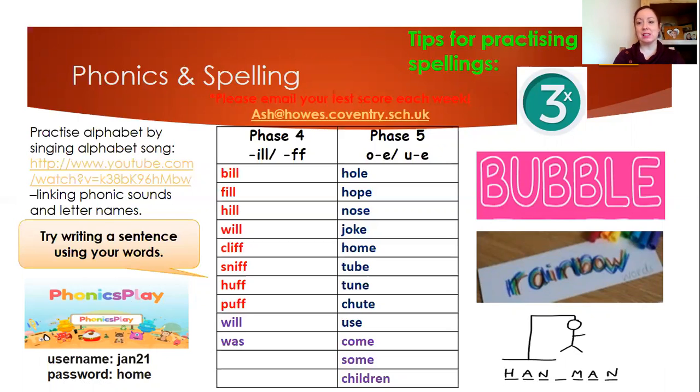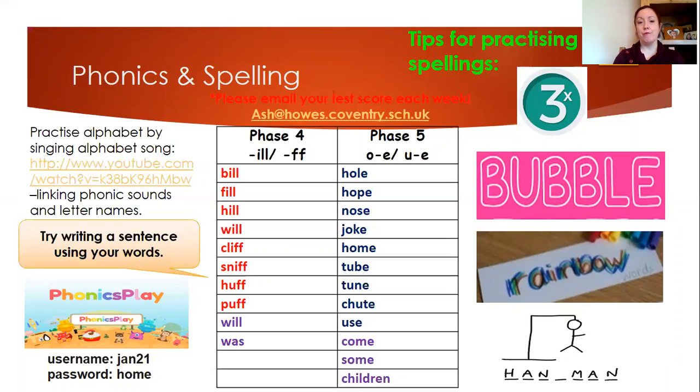And then to practice those words and learn how to spell them, you can do writing them out 3 times like we usually do, so our look, cover, write, check method. You could have a go at bubble writing them. You could have a go at rainbow writing them. You could get somebody at home to play hangman with you. Always think about the order the letters come in and how we then spell those words.